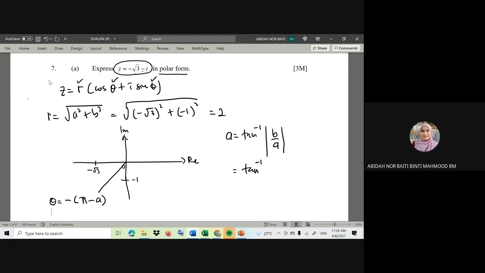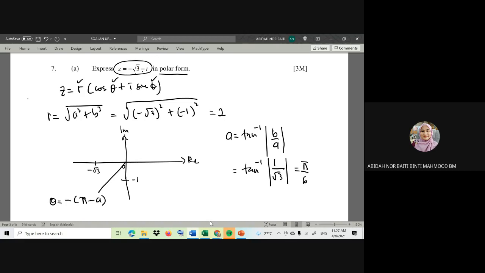So shift tangent, mode calculator must in radian, 1 over sec 3. Make sure ambil yang positif ya. Ambil positif. So shift tangent 1 over B over A and 1 over sec 3. So what's your answer? Pi over 6. Yes, pi over 6. This is your A, not your theta. Yeah, this is your A.